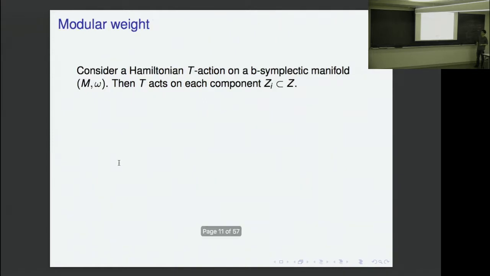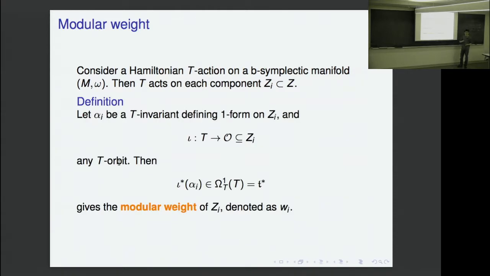And then the final definition that we are going to use is the modular weights. So now if we are given a Hamiltonian action, then it's going to preserve the b-symplectic form. Therefore, it preserves the singular locus and preserves every component of the singular locus. So we will have a natural action from the torus on a component of the singular locus. And then we can choose any orbit and consider the natural action from the torus to the orbit.